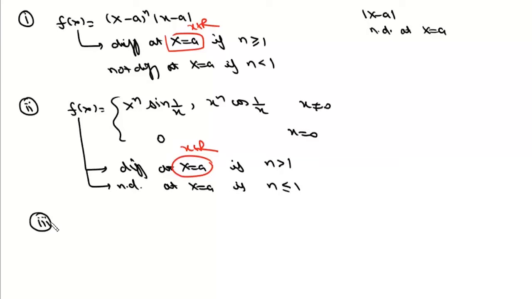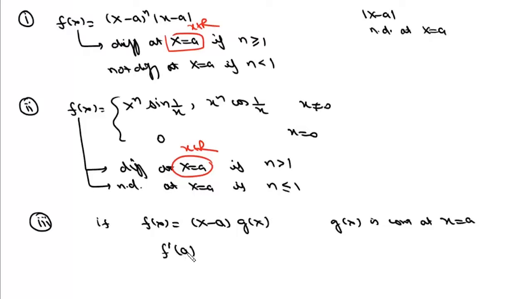This third point is, if f(x) is (x minus a) into g(x), and this function g(x) is continuous at x equal to a, then this function f(x) will be continuous at x equal to a, and f dash a will be simply equal to g(a).